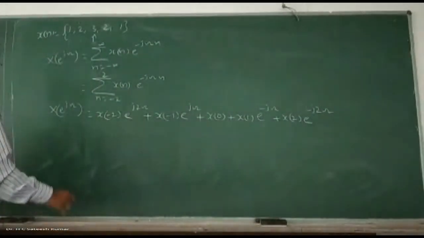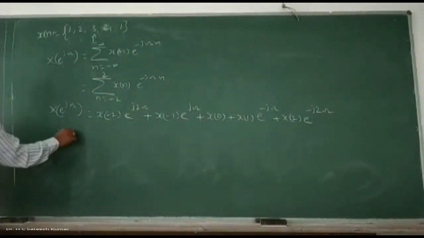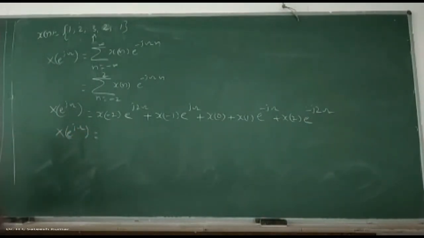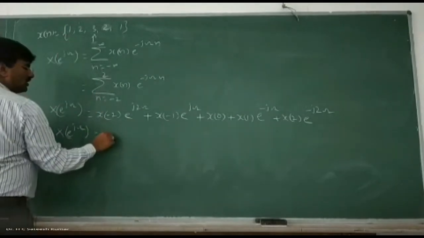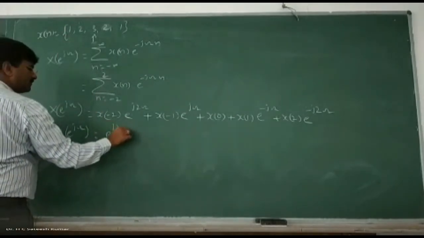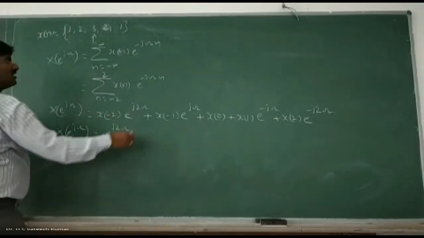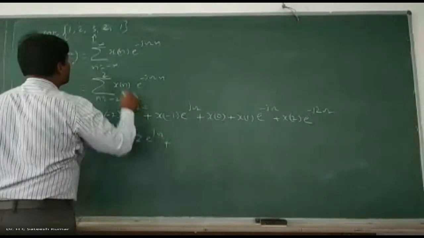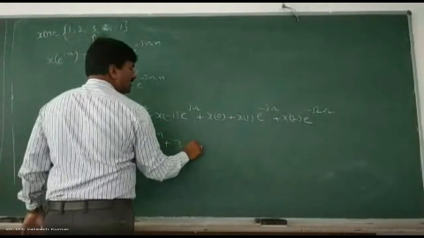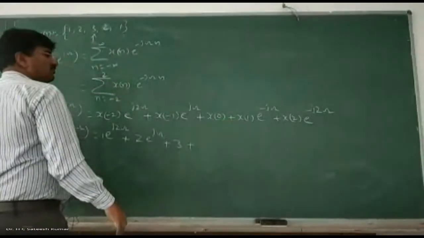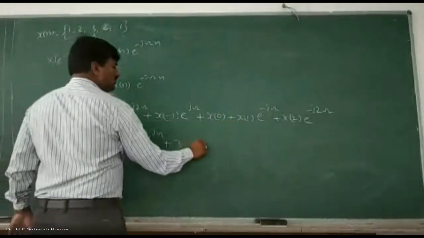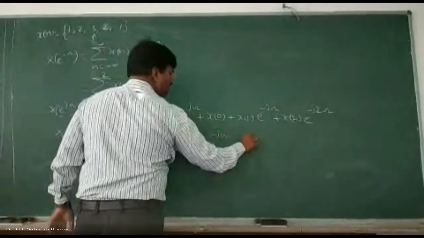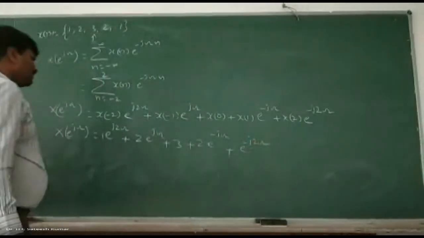Now substitute the values of x of minus 2, minus 1, and so on. X of e to the power of j omega is equal to x of minus 2, which is 1, into e to the power of j2 omega, plus x of minus 1, which is 2, into e to the power of j omega, plus x of 0, which is 3, plus x of 1, which is 2, into e to the power of minus j omega, plus x of 2, which is 1, into e to the power of minus j2 omega.